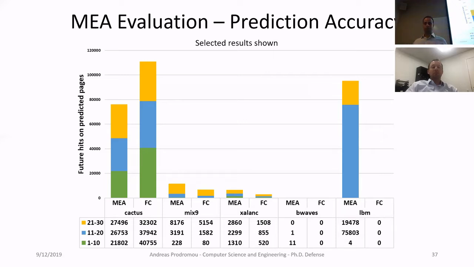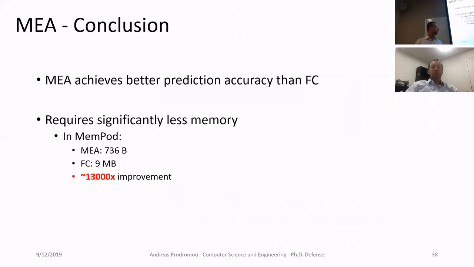over access count. To conclude MEA, we've measured it to be significantly more accurate. And for the memory architecture assumed in this work, it actually takes almost 13,000 times fewer bits in memory to implement.